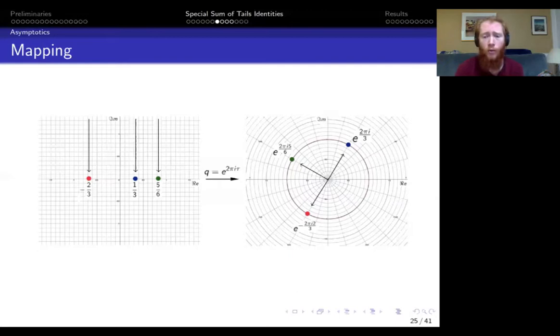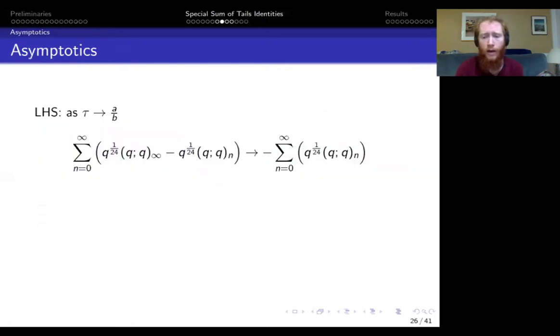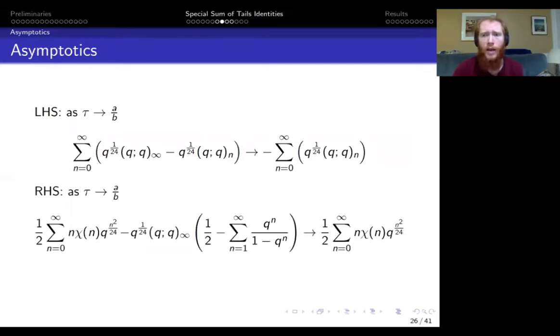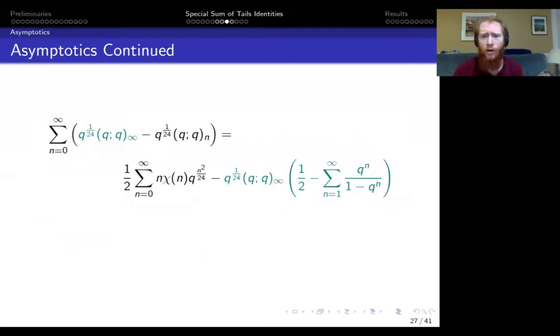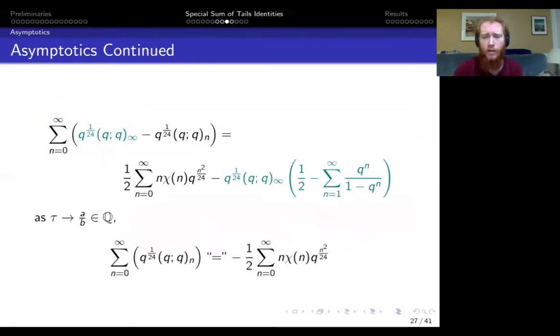What Zagier did was to consider the identity as tau approaches rational numbers, or equivalently, as q approaches roots of unity. Starting with the left-hand side, we can see that as tau approaches rationals, the infinite q-Pochhammer symbol vanishes, and we're left with a sum over finite products. In a similar fashion on the right-hand side, as we let tau get close to rationals, the term involving the infinite product vanishes, and we get just the first sum. Considered together, we can see that the terms involving infinite q-Pochhammers vanish towards rationals. Putting the sides back together, we can see that the terms highlighted in teal, those involving these infinite products, vanish towards rationals. So we have this kind of asymptotic almost equality.